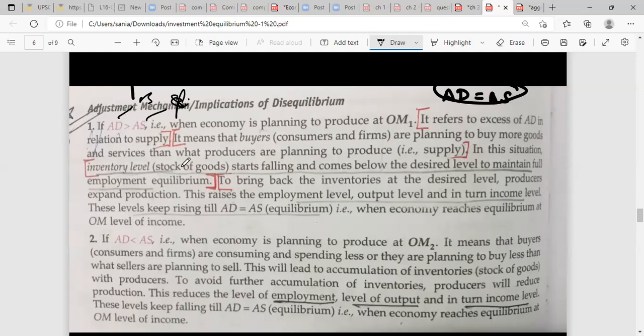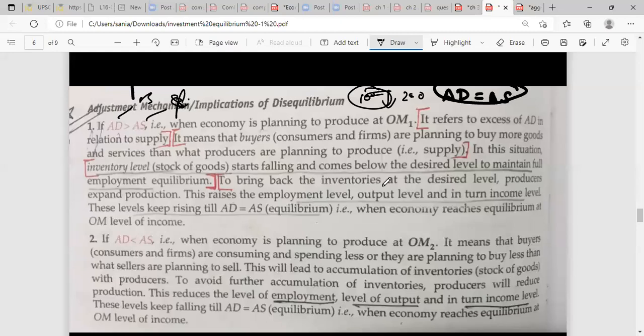So in this situation, the inventory level, the stock of goods, starts falling and comes below the desired level to maintain full employment equilibrium. For example, I have 100 gifts and 200 people are demanding. So my stock will come down because I'll sell them, and now 100 more people are demanding. So what will happen in this situation? Inventory level starts falling and comes below the desired level to maintain full employment equilibrium.